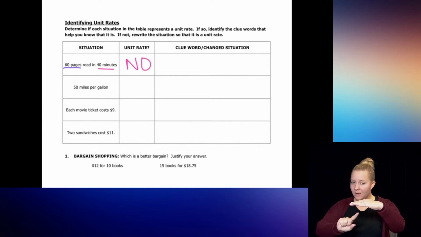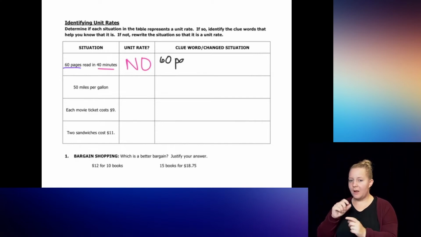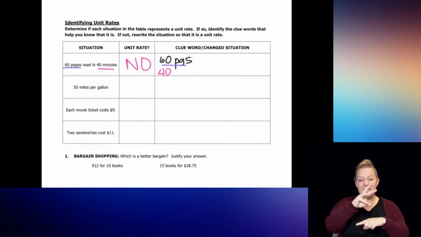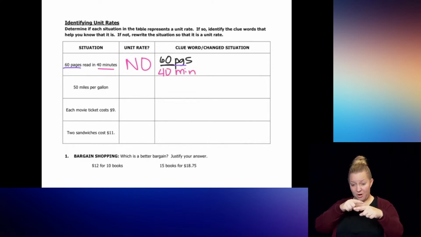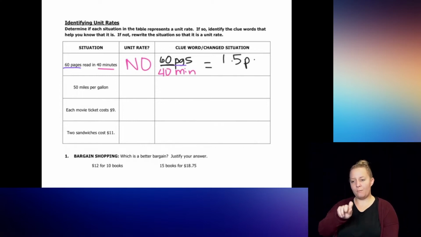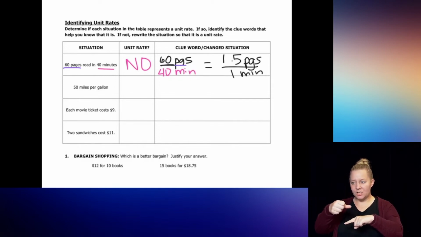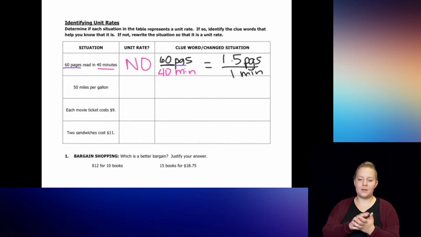So in order to get that, I'm going to take 60 pages per 40 minutes, and then I'm going to divide that out. So I'm going to take 60 divided by 40. Remember, this line indicates that it's division. So 60 divided by 40, I get an answer of, again, 1.5. But then you have to include both labels. So 1.5 pages per 1 minute. But if you would like to rewrite that without the 1, you could say 1.5 pages per minute.